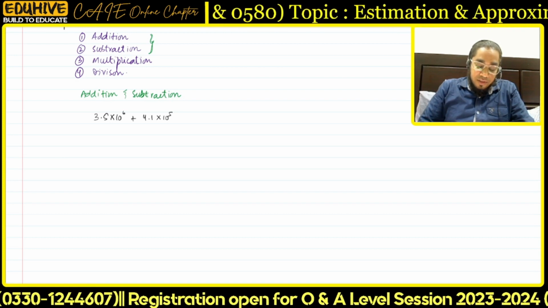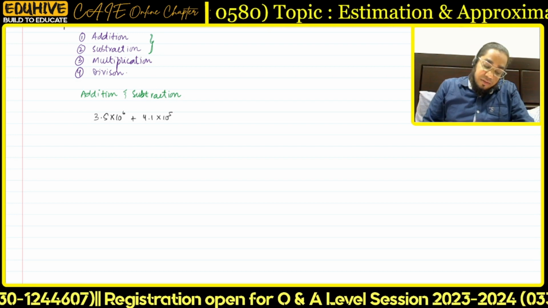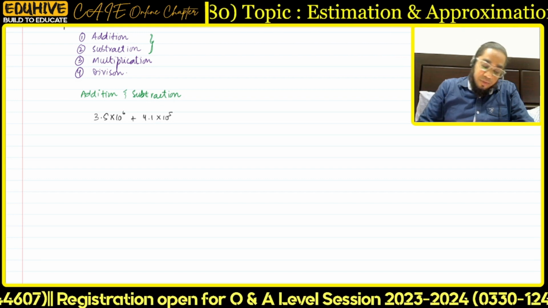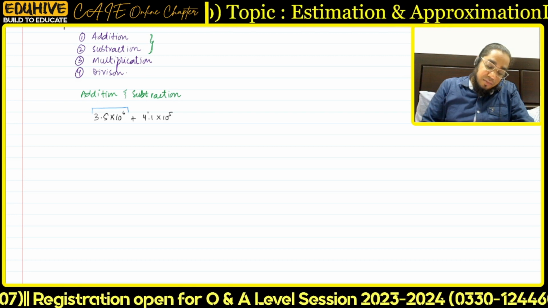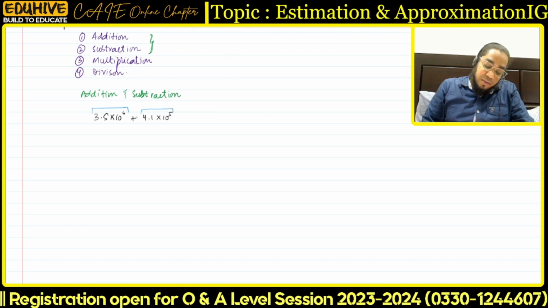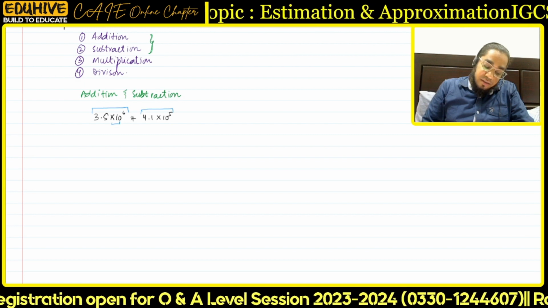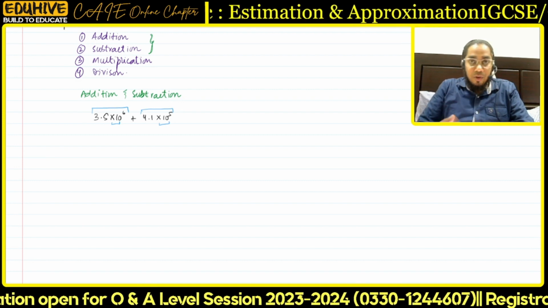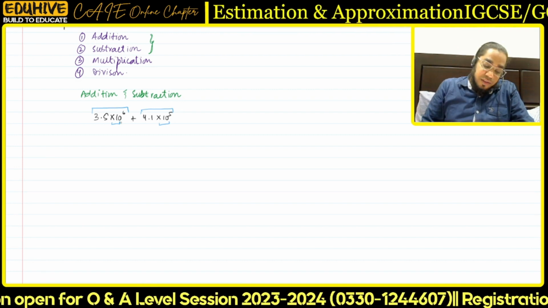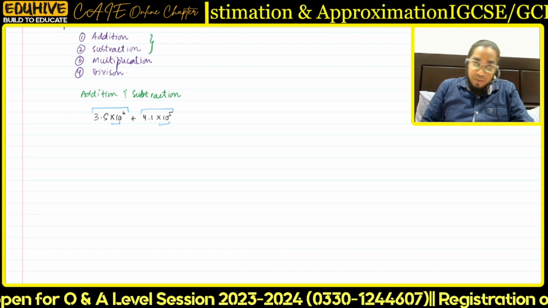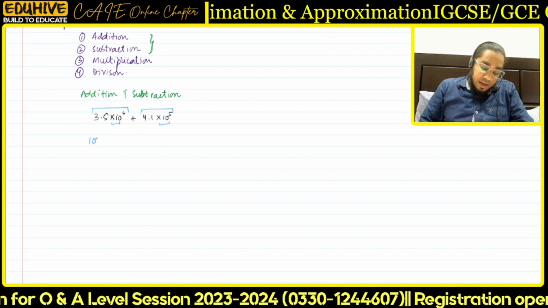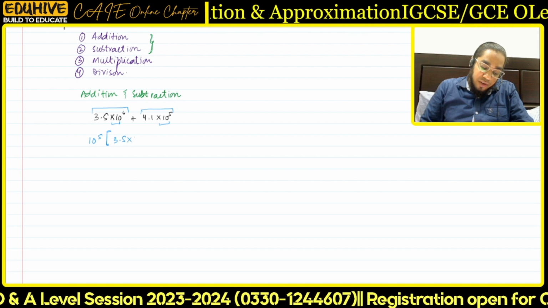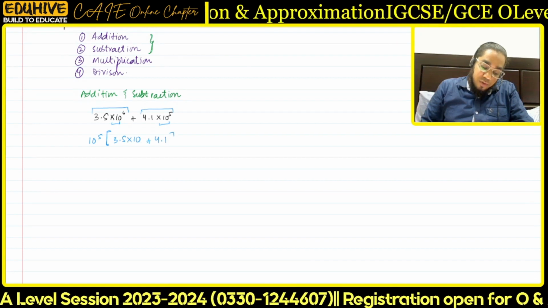There are 2 methods to solve this. The first one is to take the smaller power common. You can see this is the first term and this is our second term, and they both have the exponent, into 10. This is known as the exponent. And where the exponent has the lowest power, you can take it common. So if there is 10 to the power 5 and 10 to the power 6, I can take 10 to the power 5 as common, and the remaining part would be 3.5 into 10 plus 4.1 only.